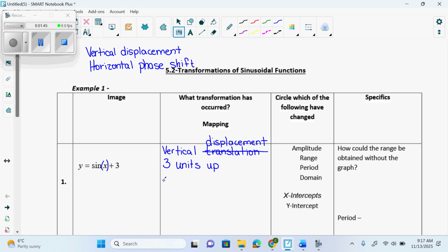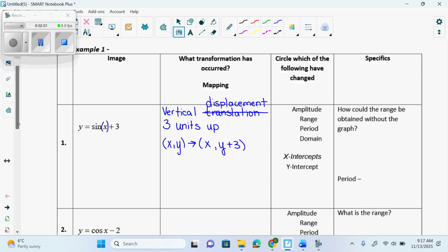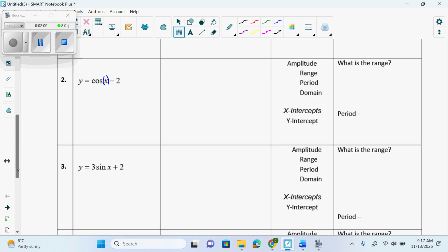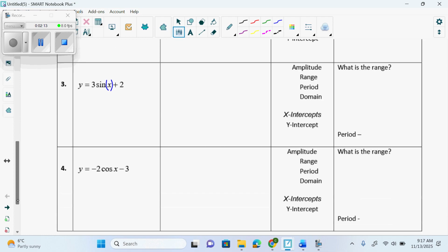The mapping for this one would be x, y becomes what? How do I move 3 up? I take the y and I do what to it? Add 3. Yeah? Okay. Is this one vertical or horizontal? Vertical. What about this one? Vertical and y. Stretch. Vertical.